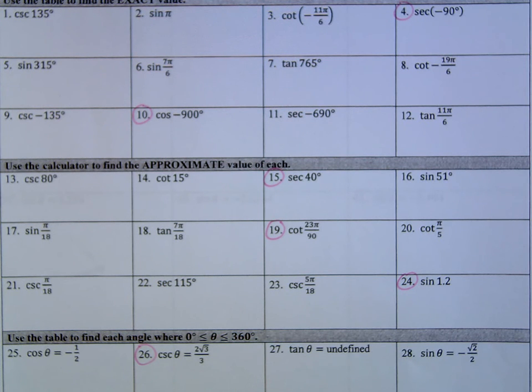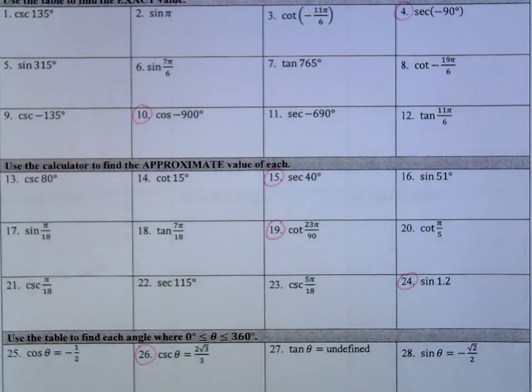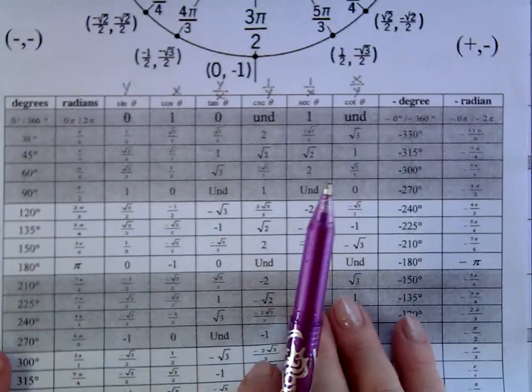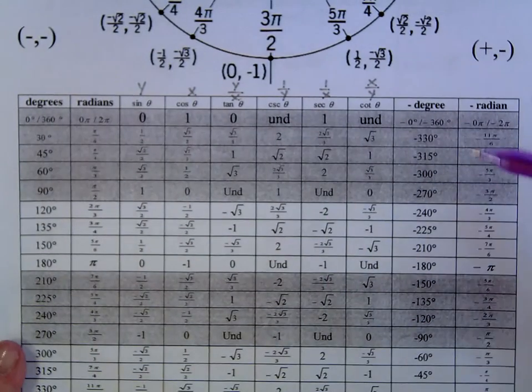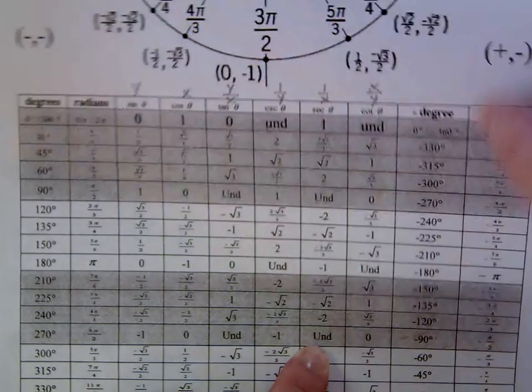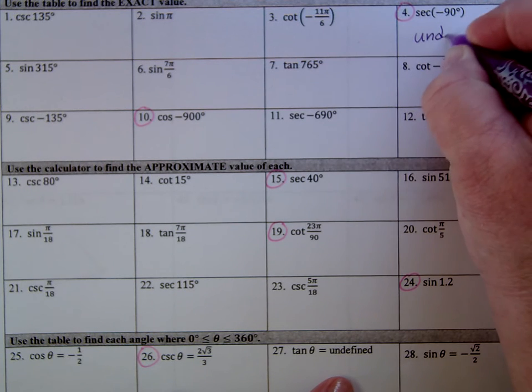So first one I picked was number 4. It says use the table to find the exact value. So you're back to this lovely table and you're looking up the exact value. So secant of negative 90. If I go to the right, down to negative 90, and I go across to secant, I get undefined. And so that is my first answer here for number 4. This guy would be undefined.